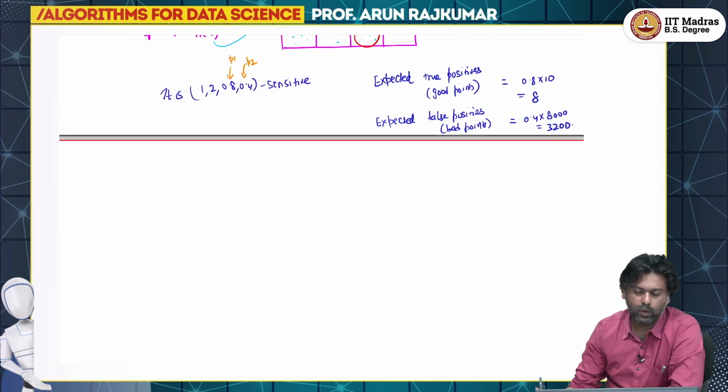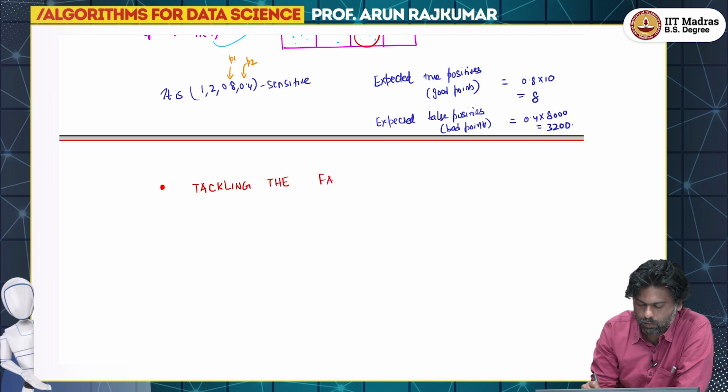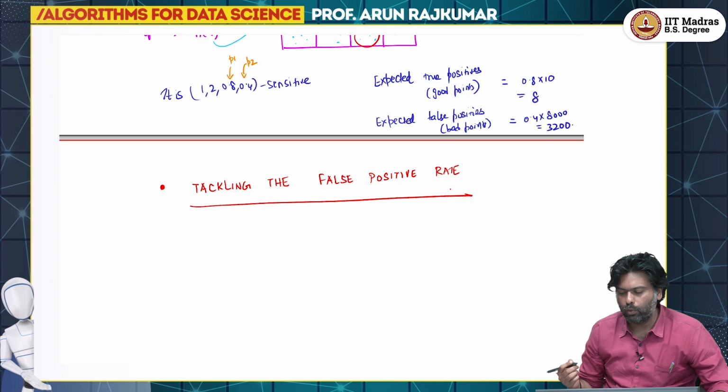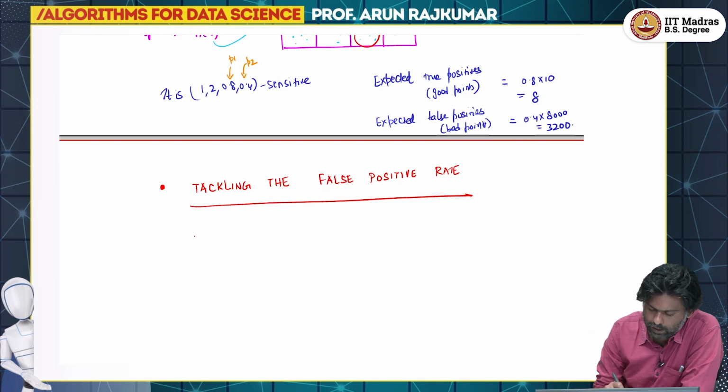So let's see what I can do, right? So let's go step by step. The first thing that we will try to do is tackling the false positive. So let's try to tackle the false positive rate, which is in this case 0.4, right? So that's the false positive rate that I have. So the idea that we are going to use to tackle the false positive rate is the following.